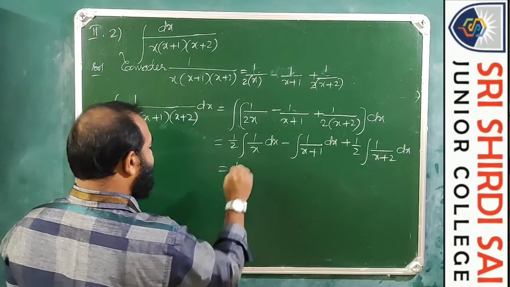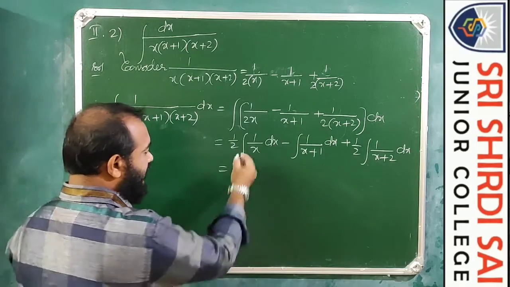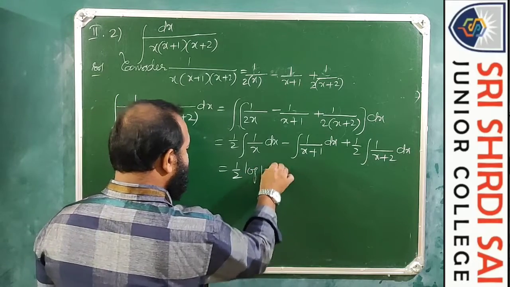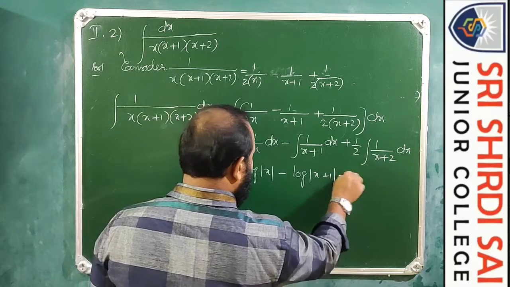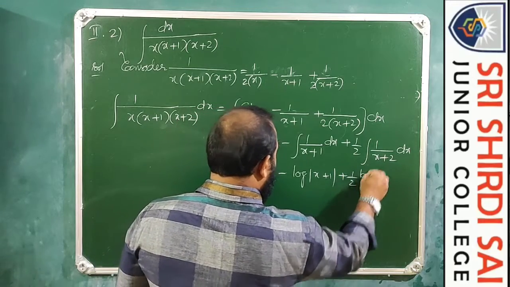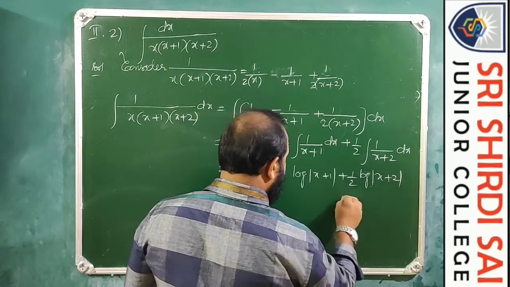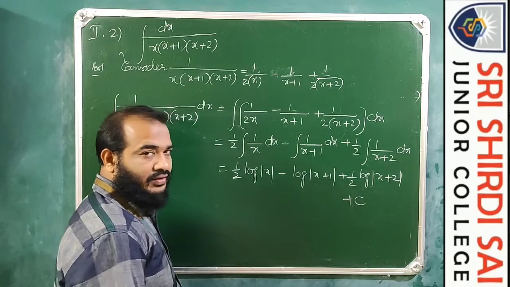So 1 by 2 integral 1 by x dx is log modulus of x, minus this is log modulus of x plus 1, plus 1 by 2 log modulus of x plus 2, plus constant of integration c.